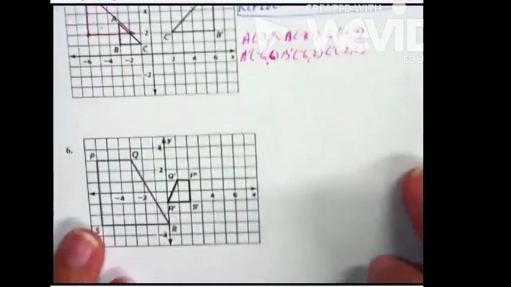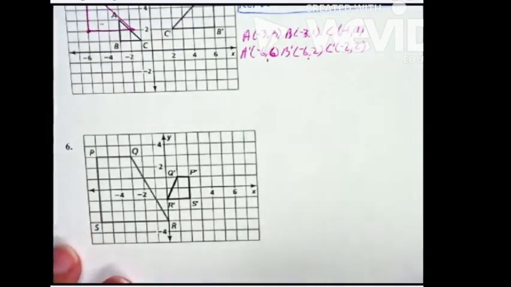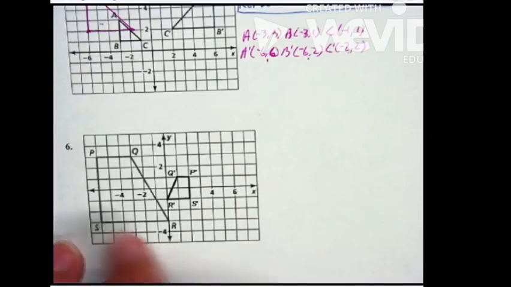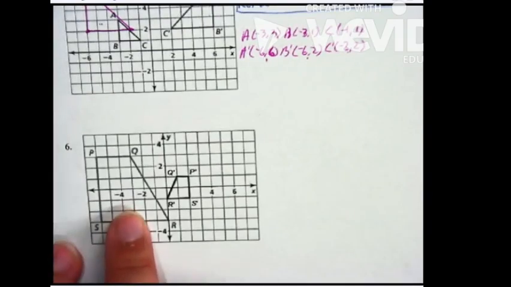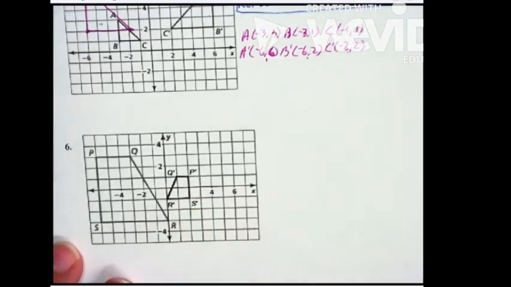I would like for you to work this one out on your own. So pause the video, work this one out on your own, then come back and check your work. How do you get from quadrilateral PQRS to quadrilateral P prime, Q prime, R prime, S prime? Right? And you're back. So let's see how you did.